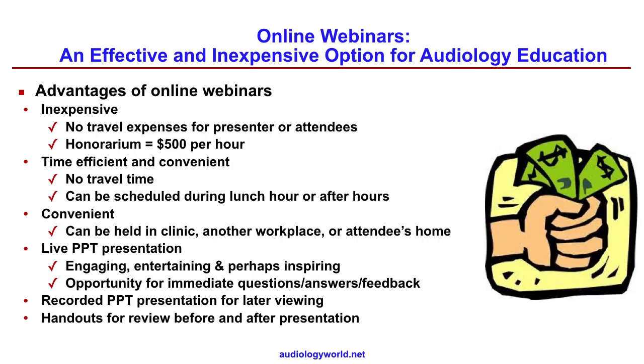So here are just some of the advantages. I've got a little graphic art there showing somebody squeezing the life out of some money, and that's it. Saving money is the big advantage. So I don't have to travel. I don't have to leave home. The attendees don't have to travel. They basically are going to be at work or at home where they would be anyway. So there's no travel expenses, no hotel, no airfare, no ground transportation.